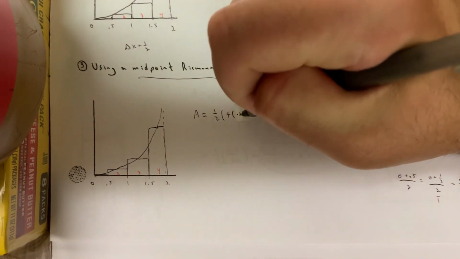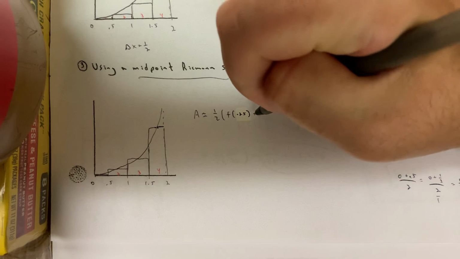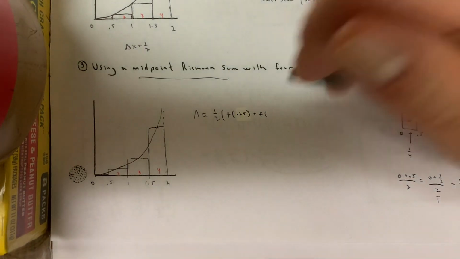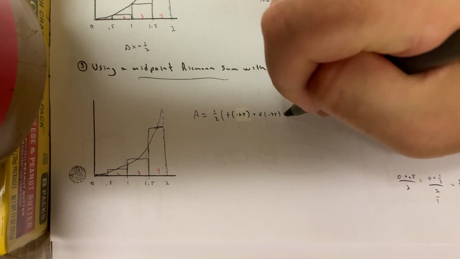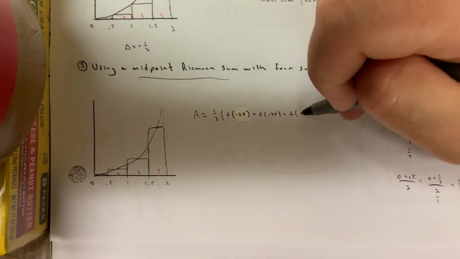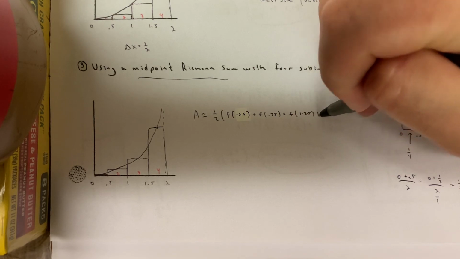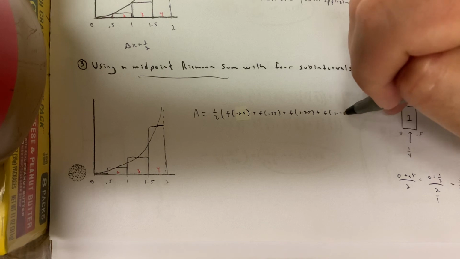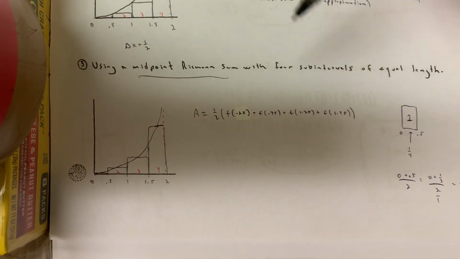Why not? So f of 0.25, okay, plus, remember, delta x is 1/2, so add 0.5 to 0.25, 0.75. Plus f of, add another 0.5, so what is that, 1.25, plus f of, and add another 0.5, I get 1.75, and I know that's the last one, right, because 4 rectangles means 4 heights.